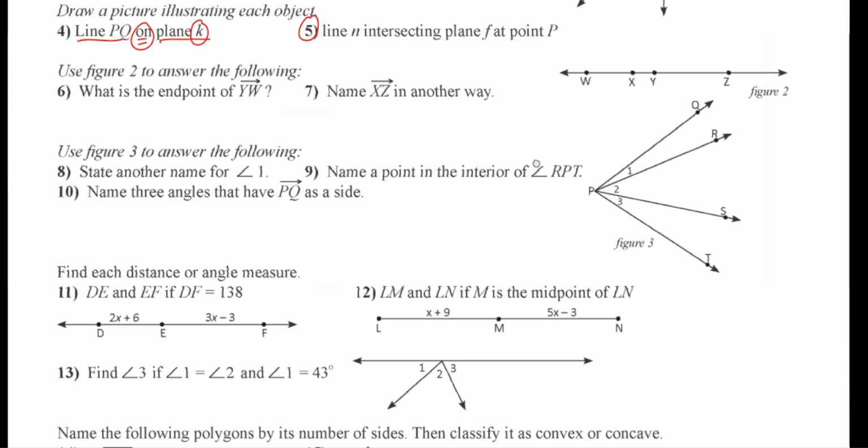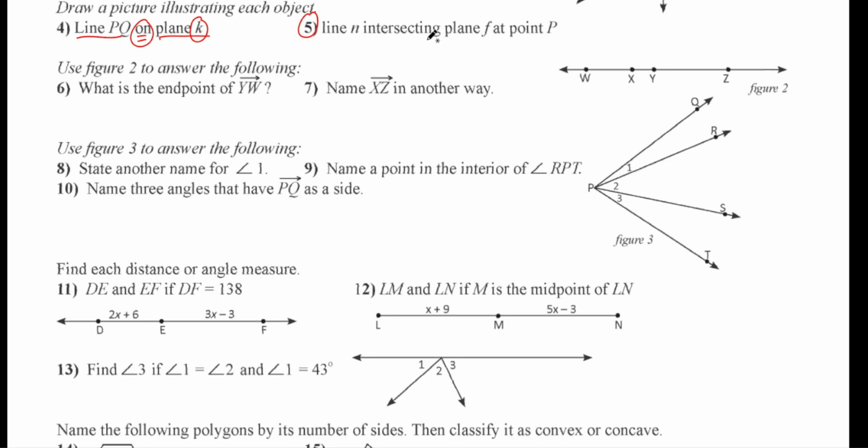So that should help you with this picture right here. Let's draw right here. So line n intersecting plane F. That's the first thing I'm going to draw, plane F. Well, I kind of already did it, but we named it something else last time, didn't we? What was it, K?